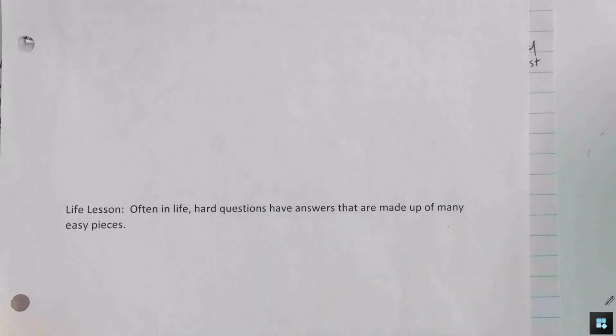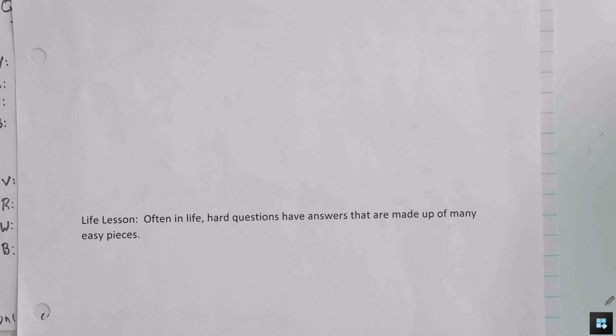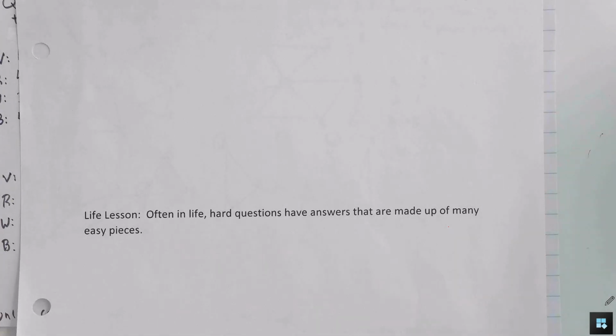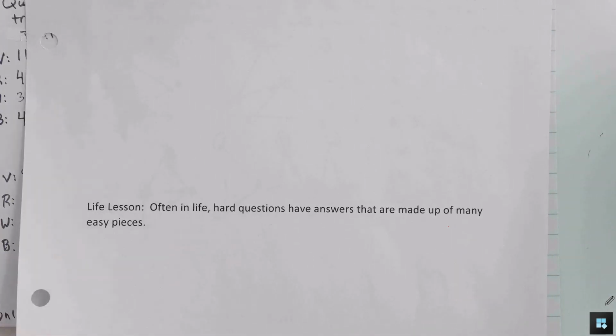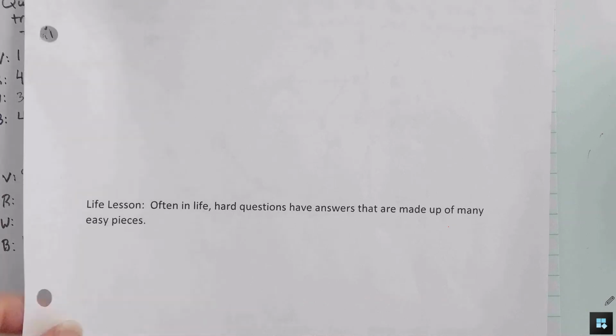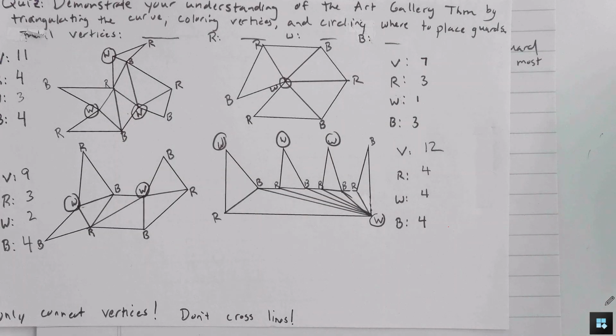I thought we'd point out the life lesson in this section. Often in life, hard questions have answers that are made up of many easy pieces, and that's the case here. When we take Steve Fisk's triangulation of those more complicated curves, we can make simpler triangles that are easy to find security guards for than a big, complicated polygonal closed curve.